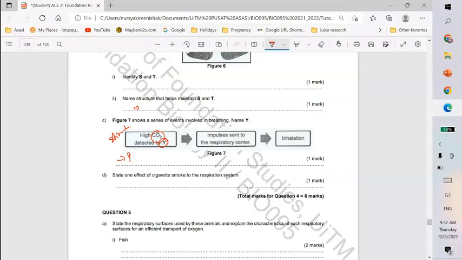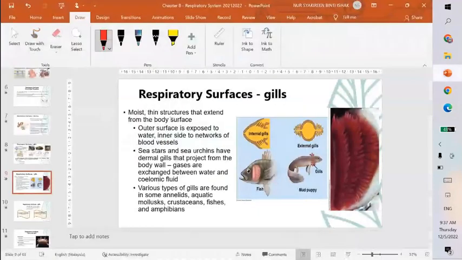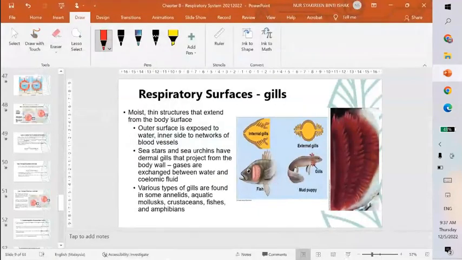So the chemoreceptor detects the change in carbon dioxide concentration, which is high, and sends the information in the form of impulses to your brain, to the respiratory center. The respiratory center is in the brain. To be specific, it is the medulla oblongata, which contains the respiratory center. Respiratory center, or there is one more term, wait a moment.